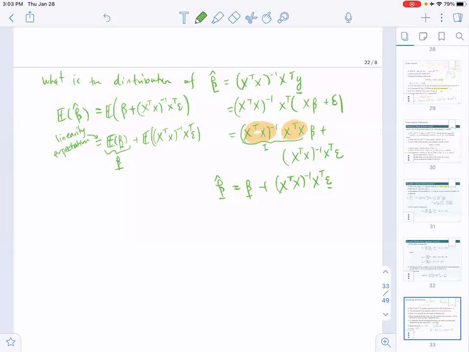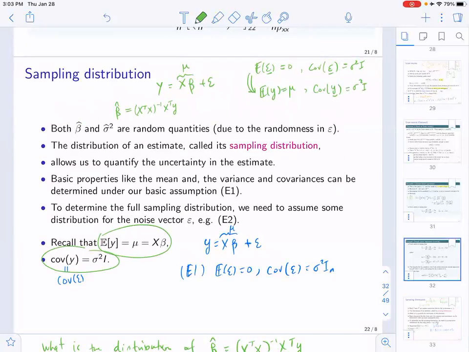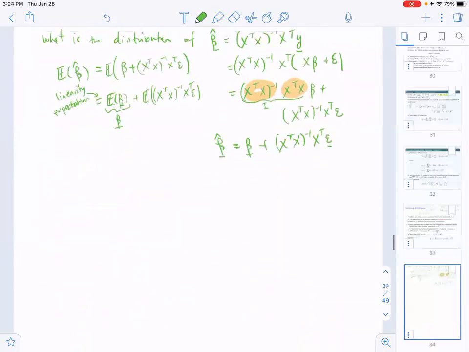That it was random. That's what we had before. That was the opposite of what we had before. So we had that beta is non-random. Yes, that's still true. So beta is non-random. So can you justify this step then?